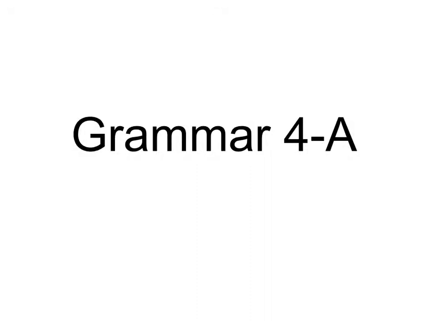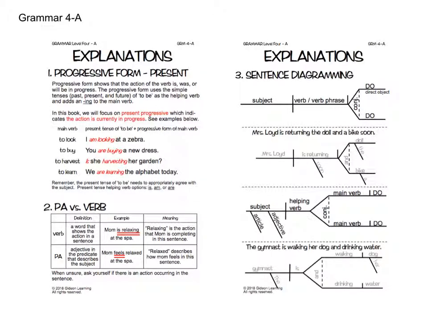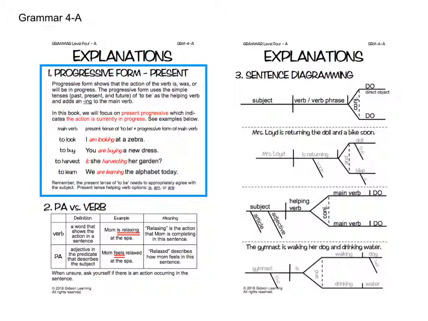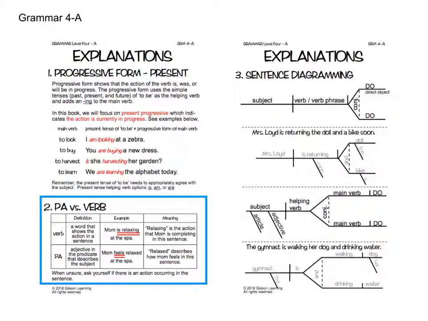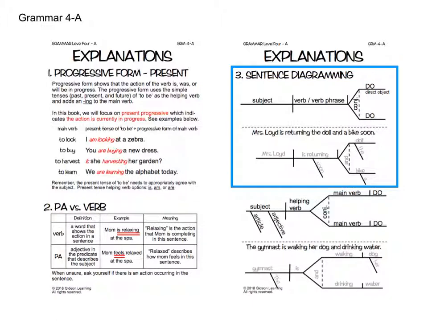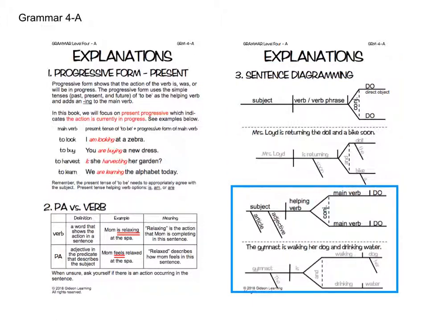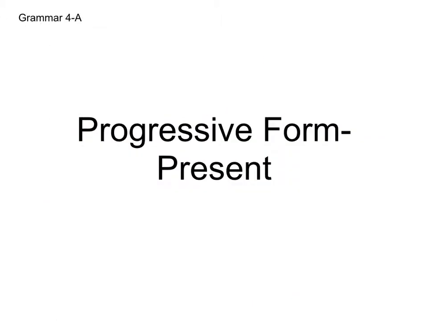Welcome to Grammar 4A. In this booklet, we'll go over progressive form and the present tense, predicate adjective versus the verb, and sentence diagramming with compound direct objects and a shared helping verb. So let's get started with progressive form and the present tense.